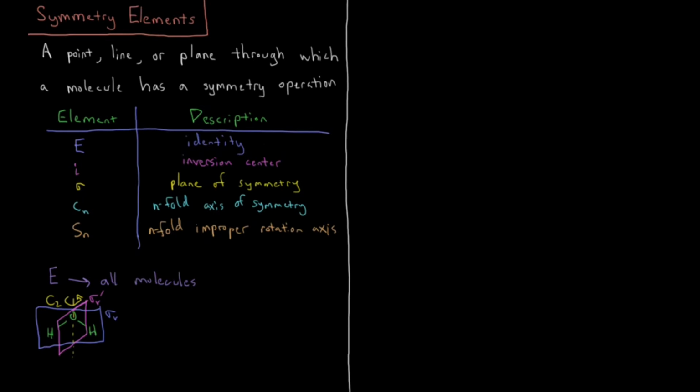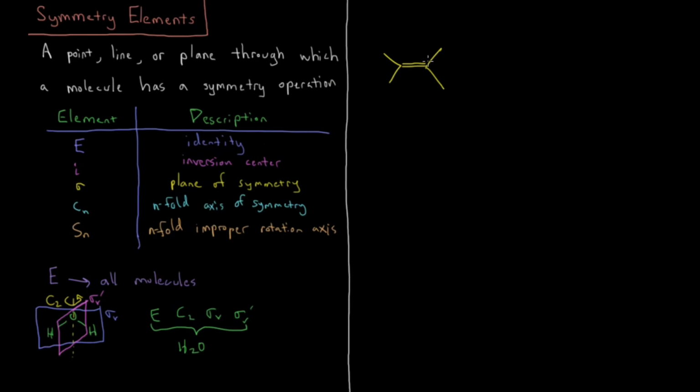So what does water have? Water has E, C2, sigma v, and sigma v prime. So those are the 4 symmetry elements in H2O. Okay, what about another molecule? What about, let's see, you can do ethylene, C2H4, carbon-carbon double bond in the middle there.